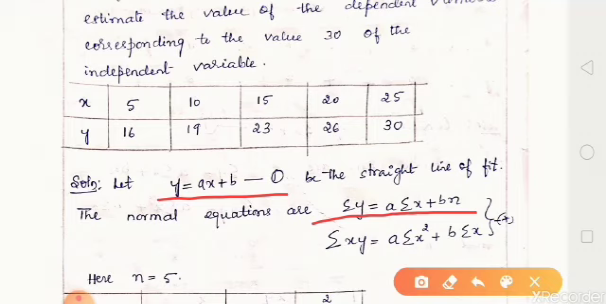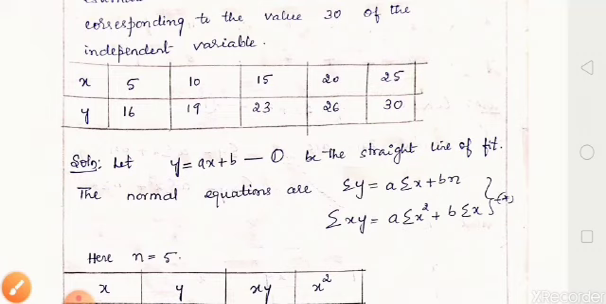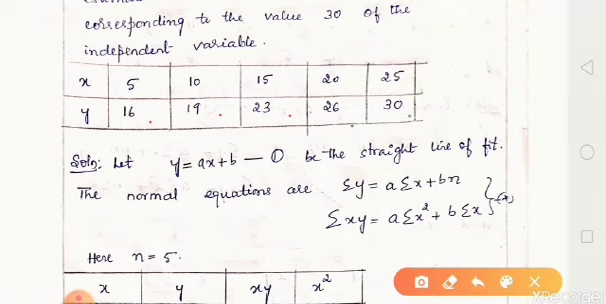In order to get the one more normal equation, attach sigma x to equation 1. When you attach sigma x, we will get summation xy equal to a summation x square plus b summation x. Note that here 1, 2, 3, 4, 5 values of x and y are given. So n equal to 5.